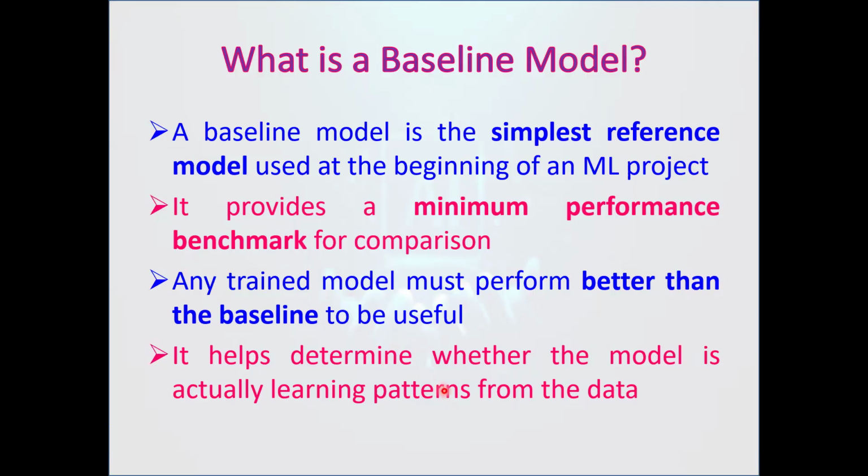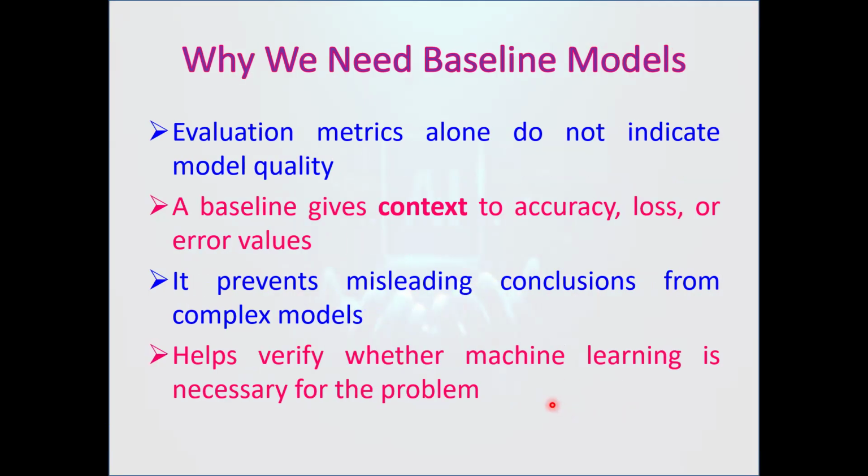Next point is it helps determine whether the model is actually learning patterns from the data. That means a baseline model helps verify whether the trained model is truly extracting knowledge from the dataset or simply making predictions that resemble random guesses or trivial rules. When the trained model shows a clear improvement over the baseline, it indicates that meaningful relationships between inputs and outputs are being captured. This confirmation is important before investing time in further tuning or deployment.